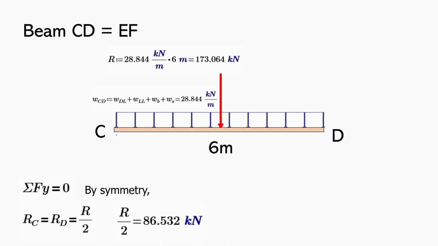And then to get the reactions here, this and this, we will just divide this by 2 by symmetry. And so we will have 86.532 for each of our ends. And so this will be 86.532 and then this also. And so let's transmit this support reaction onto the girders. And so this is it.